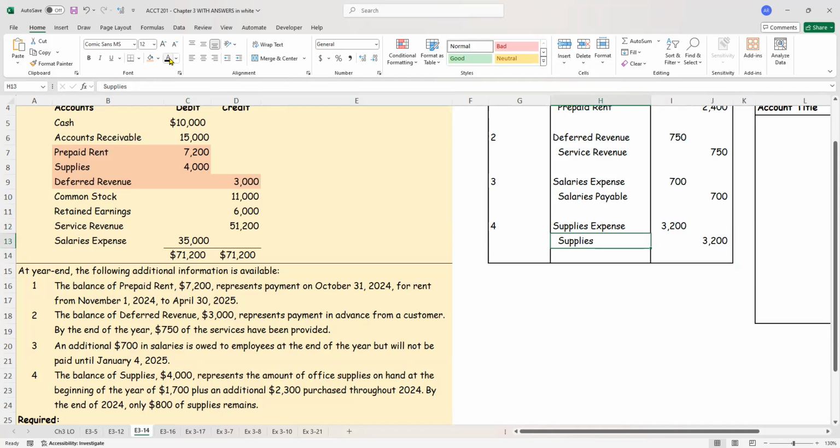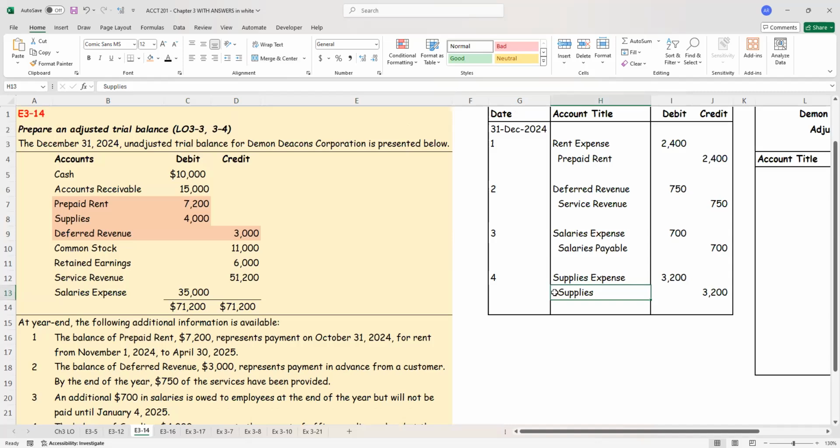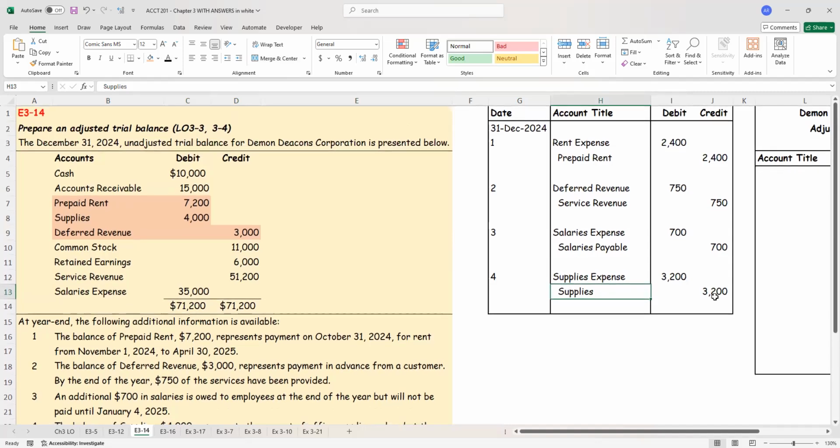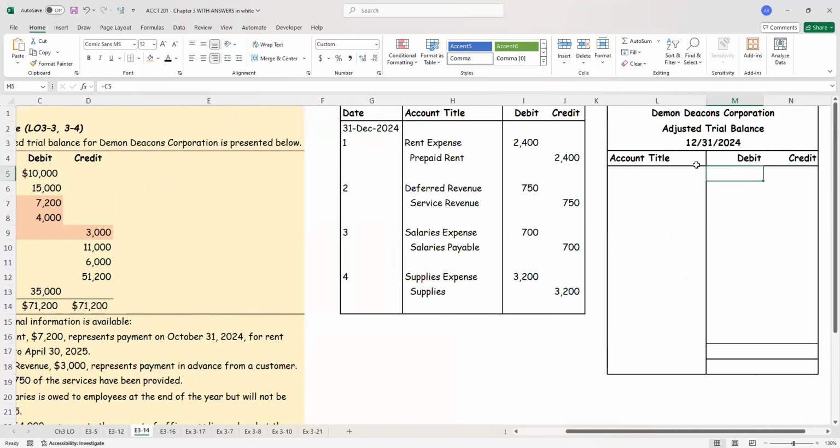So there were 4 pieces of information for which I've done the adjusting entries. Now we have to prepare the adjusted trial balance. So before I can prepare the adjusted trial balance, what I will do is I'll go down the list of accounts and see if they were affected. And if they were affected, I'll need to come up with an updated number. If not, I can just transfer the amount. Cash and receivables were not affected. So I can put cash and receivables.